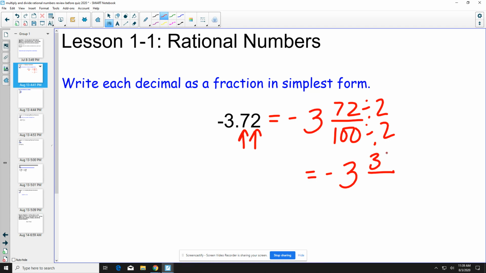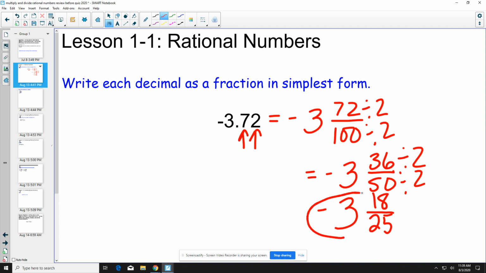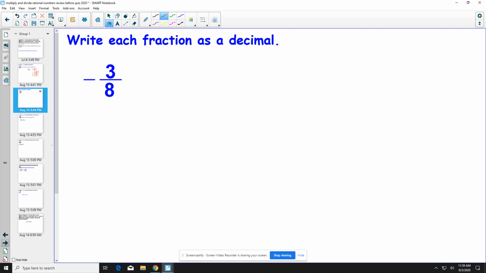Half of 72 is 36. Half of 100 is 50. But that could be simplified further because I could divide by 2 again to get -3. 36 divided by 2 is 18. 50 divided by 2 is 25. That is in simplest form because the only number that goes into 18 and 25 is 1.